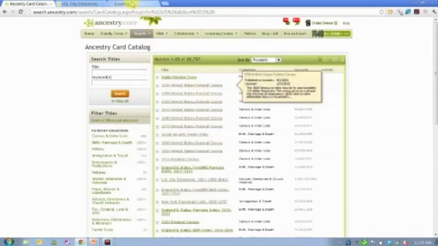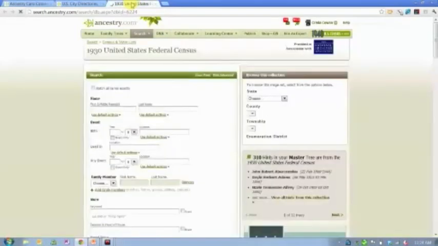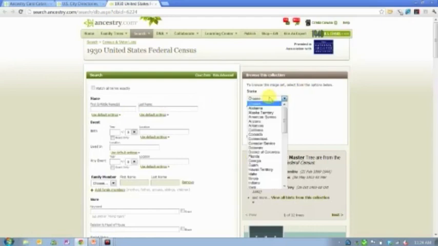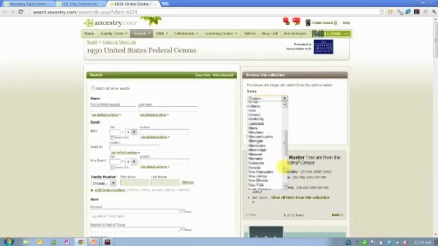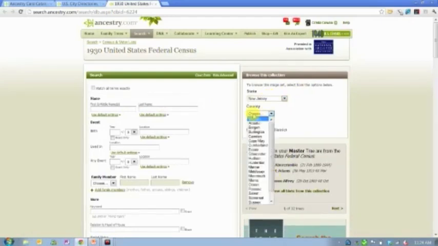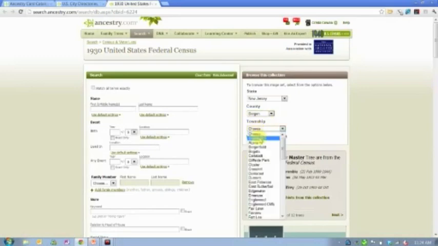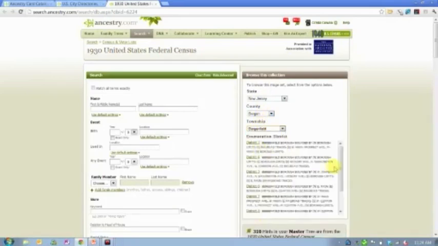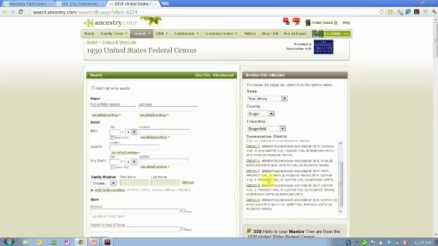And for those of you who aren't familiar with what that means, basically what it means is rather than searching, you're going to browse directly to the set of images that contain the city, right? So I've gone state, county, city, and then to the enumeration district that covers the address where they were living.